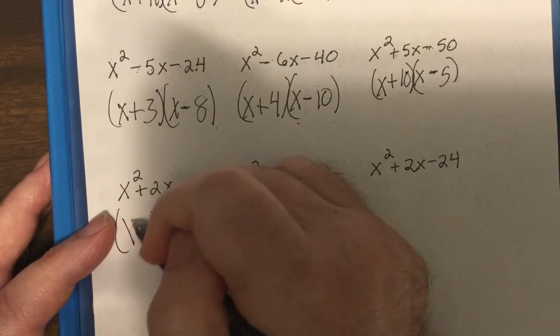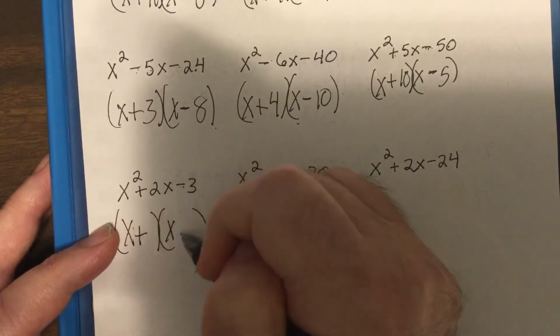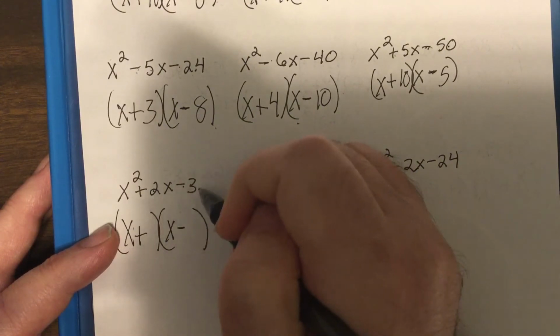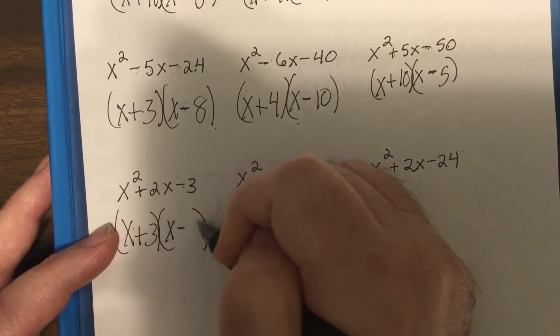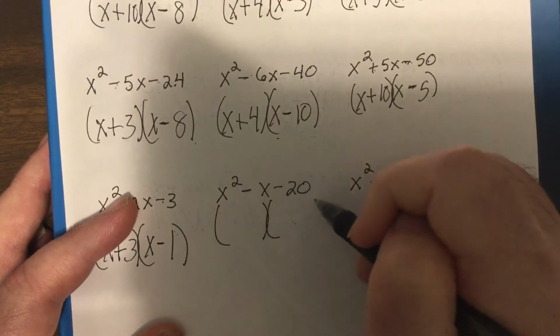Okay, x squared is x and x. Last term's minus, so plus, minus, or minus, plus. What do you multiply to get 3, but subtract to get 2? Well, 3 and 1. So the largest one goes with this sign.